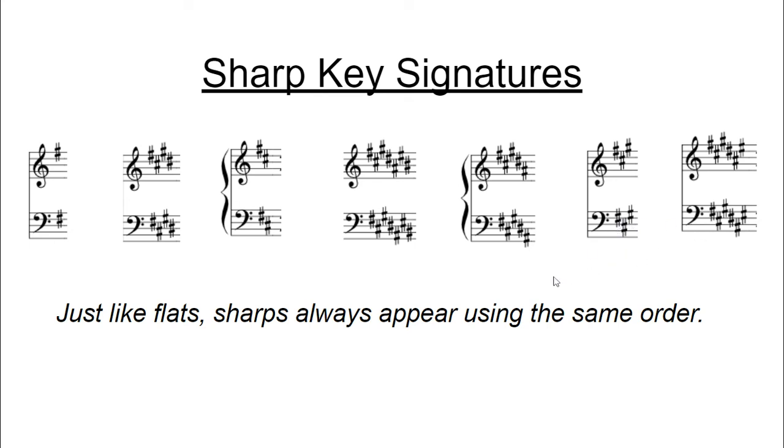Again, always start with F sharp. So that is the summary, the review, the recap on how to label and identify all the sharps and flats in a key signature.